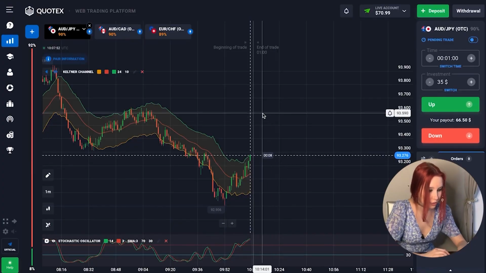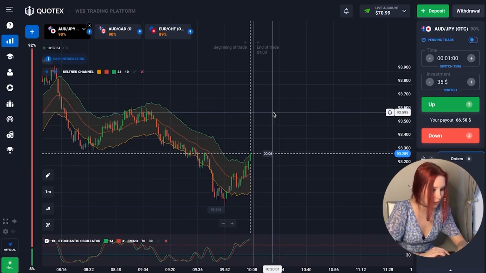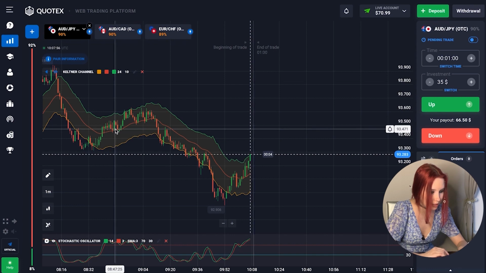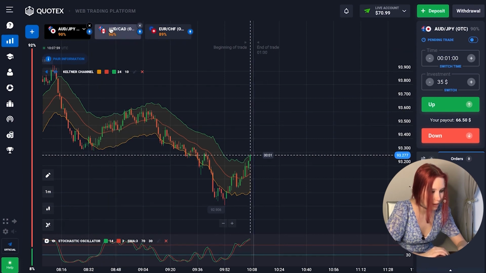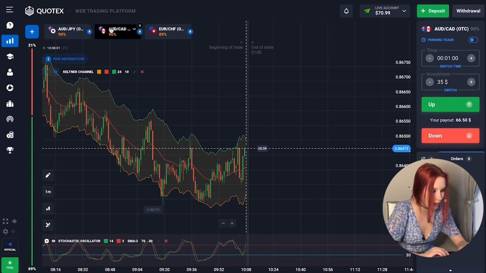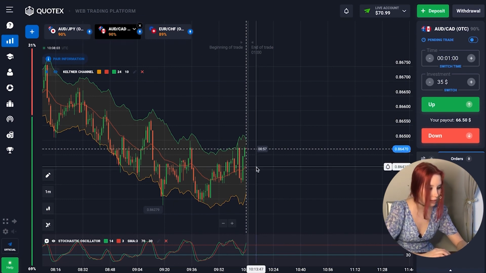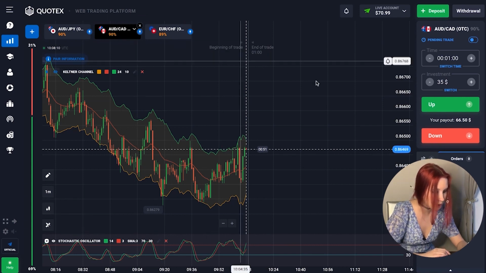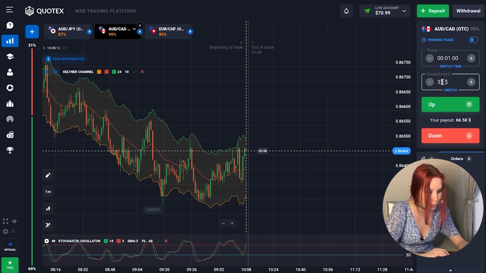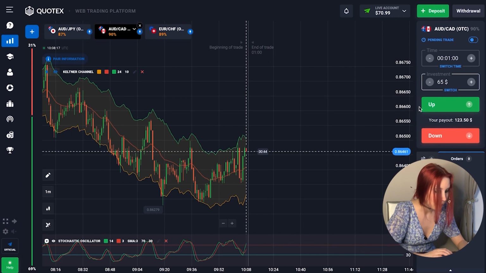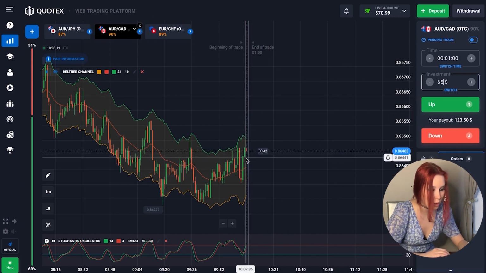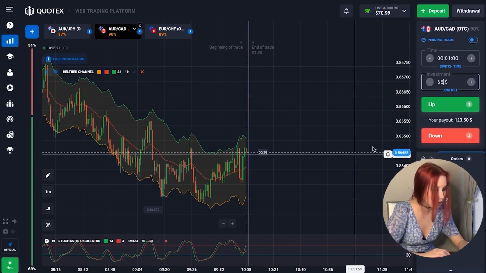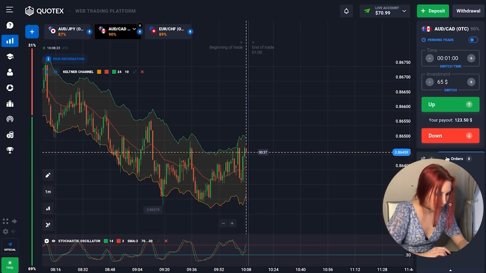So let's go further, and I want to trade with the second currency pair. What's happening here? I see Australian dollar and Canadian dollar, and a pretty nice volatile market is here. I like that the price is inside this corridor, and here I would like to increase my investment up to 65 bucks. So pretty nice investment. And when the price is meeting the upper line of the Keltner channel indicator, I open a trade down.